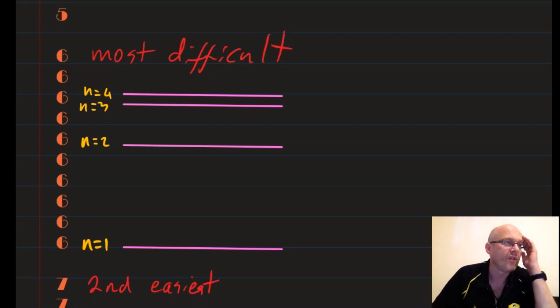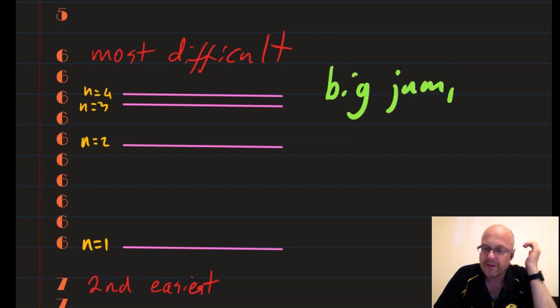Which electron transition emits radiation with the longest wavelength? So you have to remember that big jump is big energy.